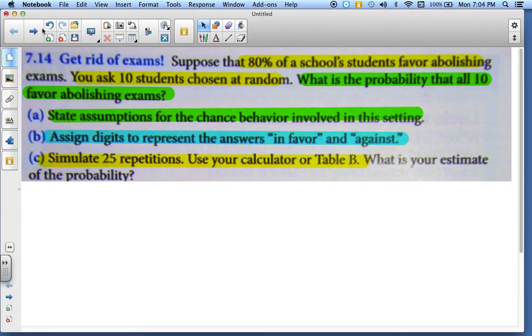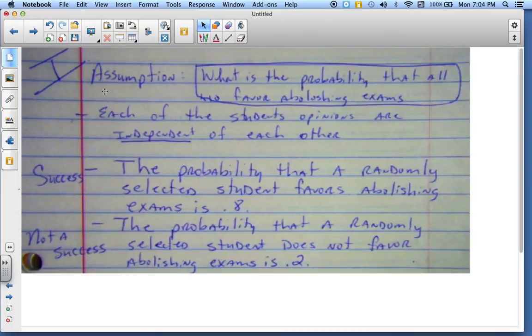Okay, first thing we've got to do is state the assumption. The assumption is we're going to answer the question, what is the probability that all 10 favor abolishing exams? That's a 10 right there. Each of the students' opinions are independent of each other. So first of all, state the independence: each opinion of each student is independent of the other.